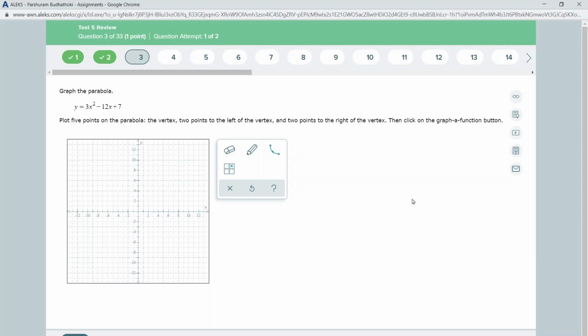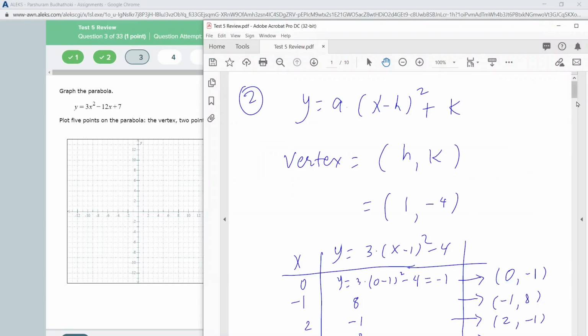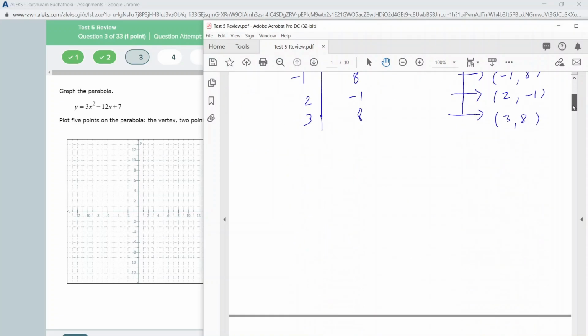One more time, this is a parabola, and for plotting the graph of the parabola, you need the vertex, and you need 2 points to the left and 2 points to the right. We are going to do the very same thing here. And remember, this is not vertex form. Either you can change this equation into vertex form, or you can just use the formula for finding the vertex of this kind of equation.